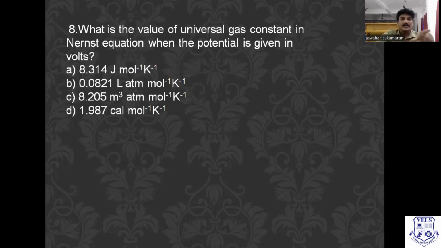What is the value of the universal gas constant in the Nernst equation when the potential is given? A. 8.314 joule mole minus 1 K minus 1. B. 0.0821 atm mole minus 1 K minus 1. C. 8.205 m cube atm mole minus 1 K minus 1. D. 1.987 cal mole minus 1 K minus 1. A. 8.314 joule mole minus 1 K minus 1 is the correct answer.